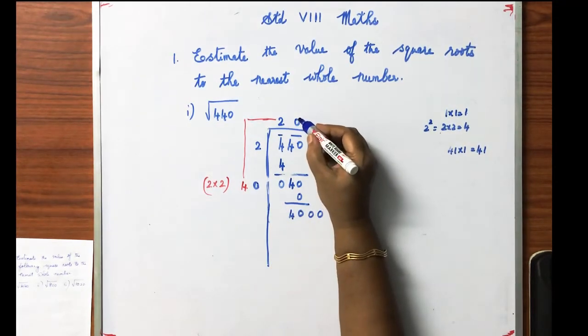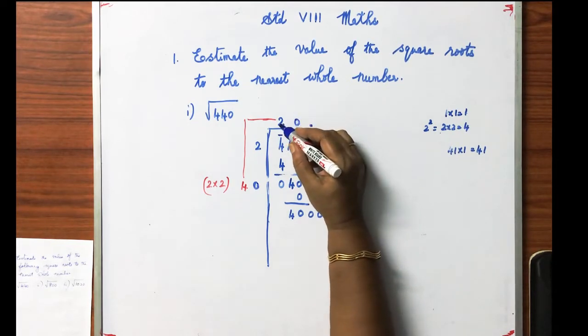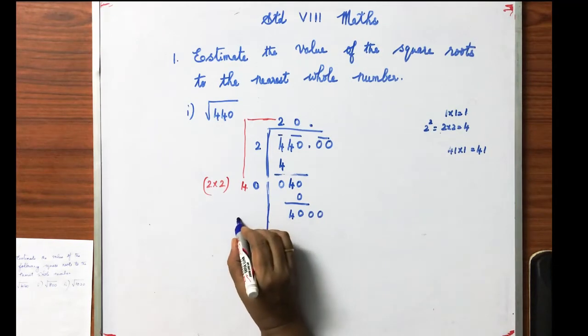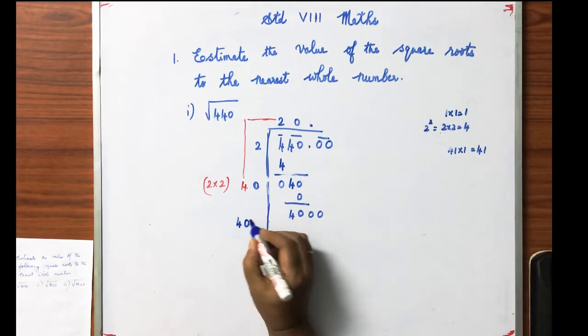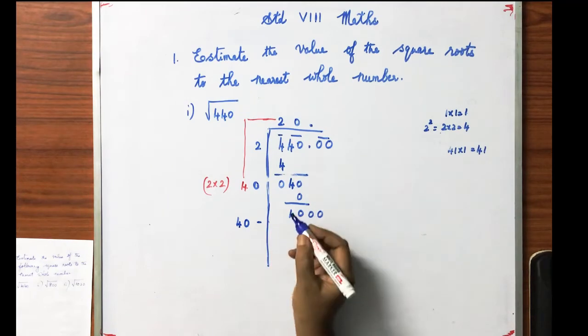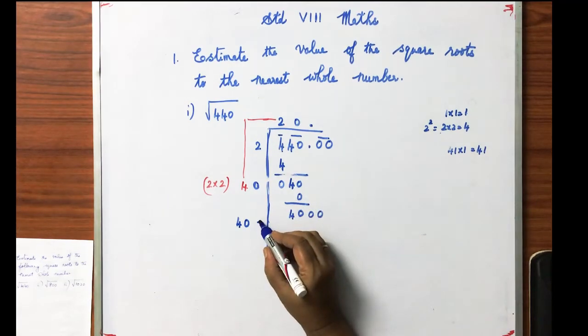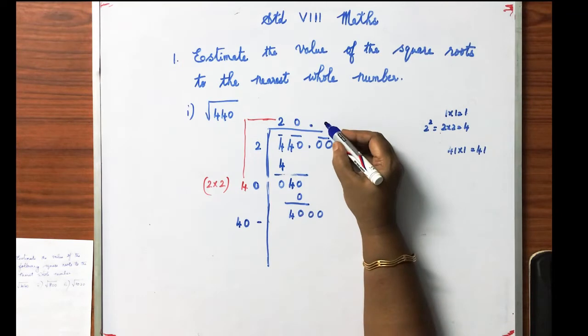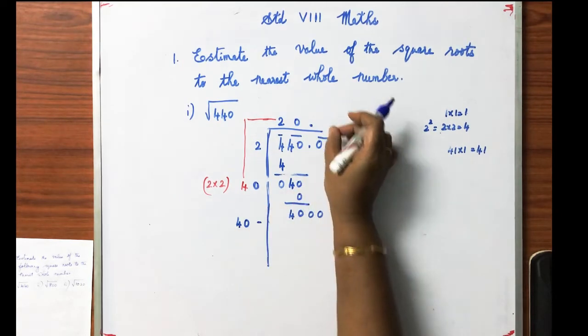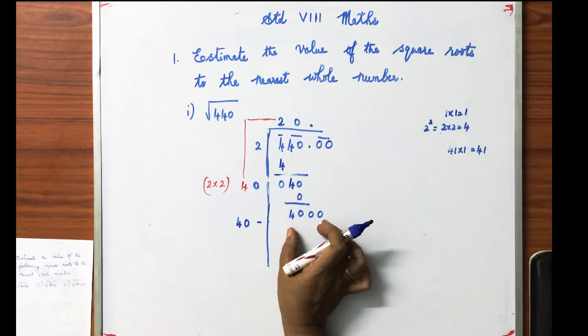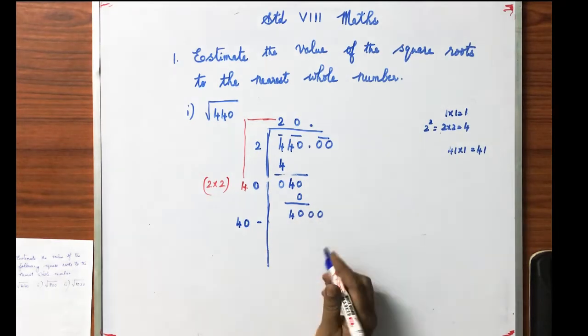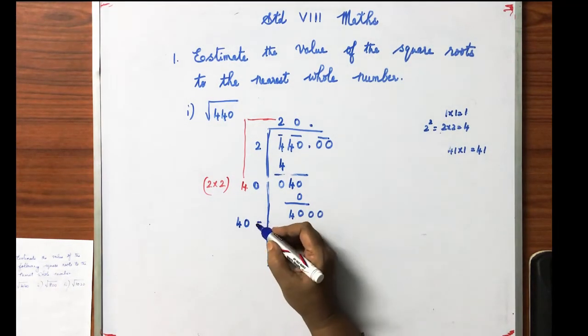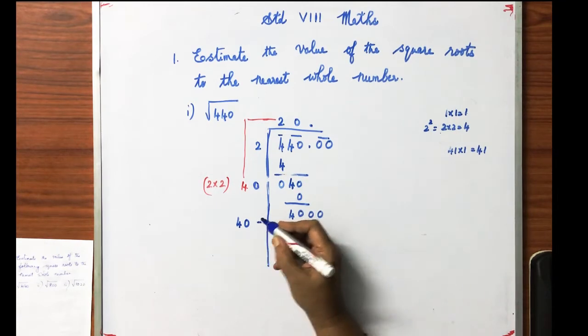Now the next step: multiply the quotient 20 by 2. So 20 into 2 is 40. And we have to leave a little gap here to fill up the next number. So whatever number we write here, the same number should be written on the quotient. Now that number into the quotient, we have to get a number equal to or less than 4000. So we have to substitute and find out by the trial method.